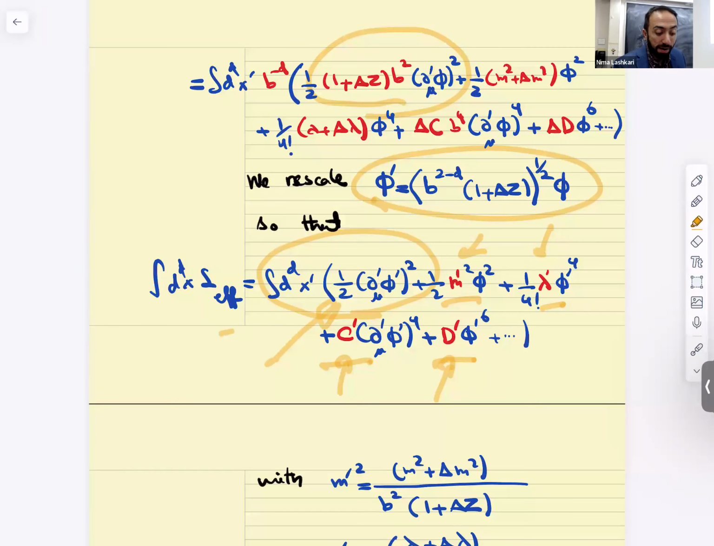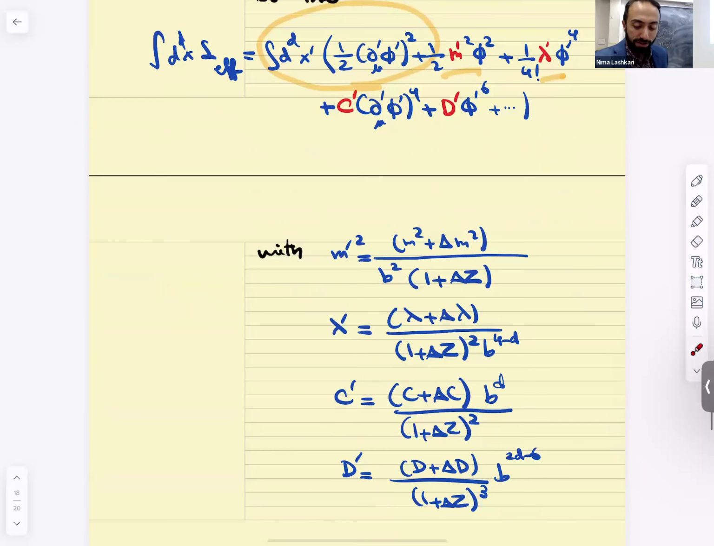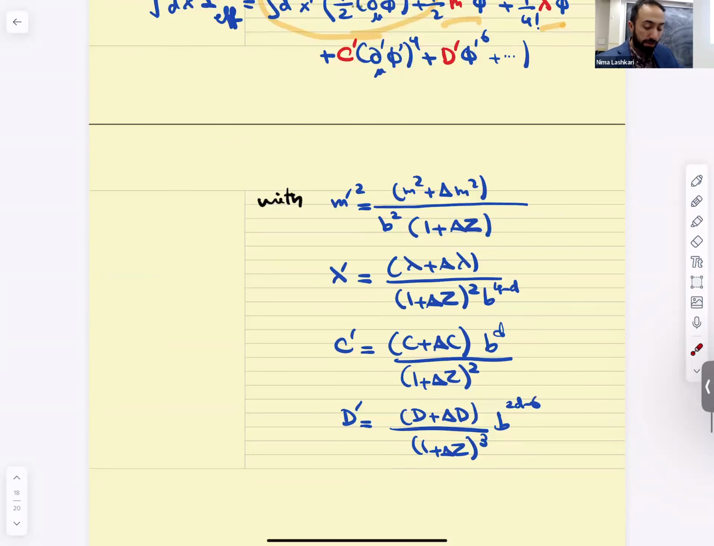Now this is a fair comparison. Now I can make a fair comparison between this action and the action before integrating things out. Now my couplings depend on what? B. How? In the following way.